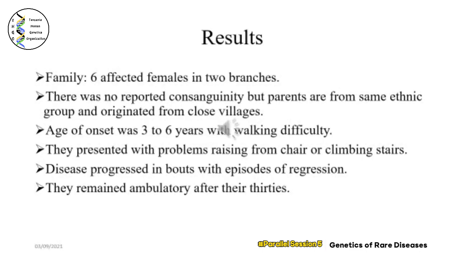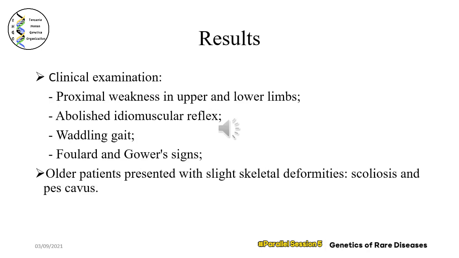The age of onset was 3 to 6 years with walking difficulty. They presented with proximal weakness, making rising from a chair difficult and also climbing stairs difficult. The disease progressed slowly. In clinical examination, there was proximal weakness in upper and lower limbs. Reflexes were reduced to abolished, they had a waddling gait, and Gowers' and the Fuller signs were positive. The older patients presented slight skeletal deformities like scoliosis and pes cavus.